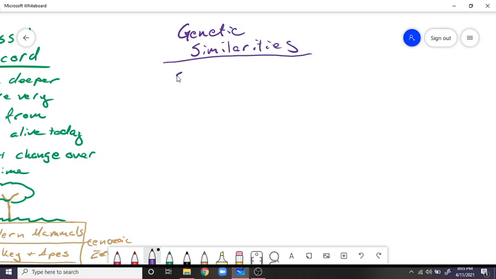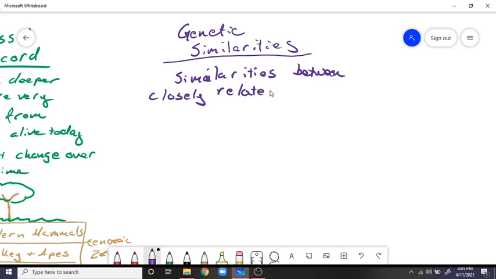Genetic similarities show similarities between closely related organisms as compared to organisms that are not as closely related.